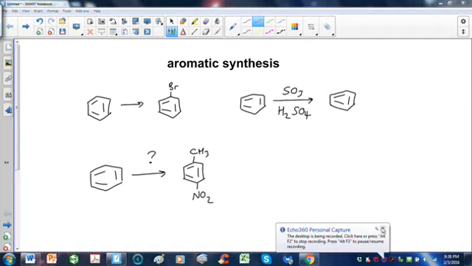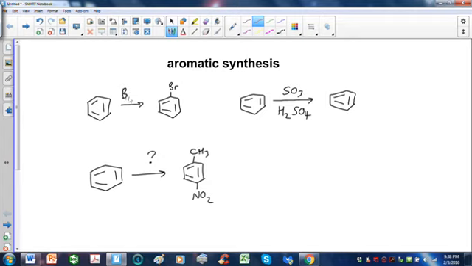Alright, so let's talk some about aromatic synthesis. Now we've talked about this in class a little bit already. For example, you guys will know how to take just benzene and make a mono-substituted benzene derivative from it. In this case, of course, it would just be bromine and iron 3 bromide, for example.